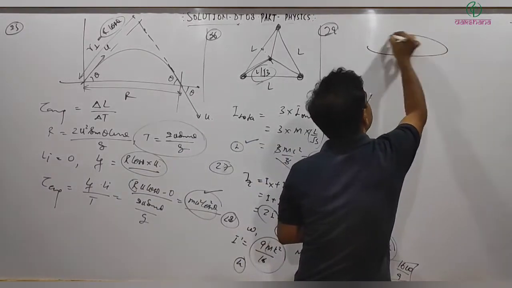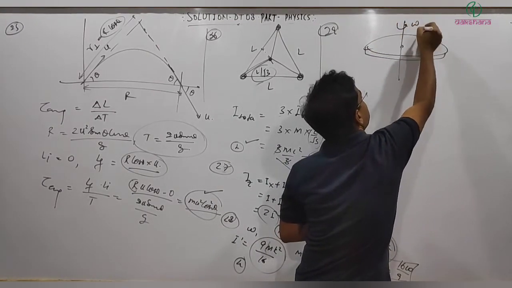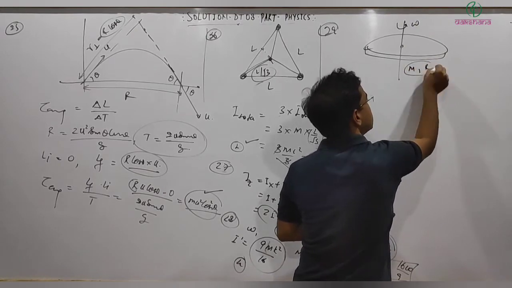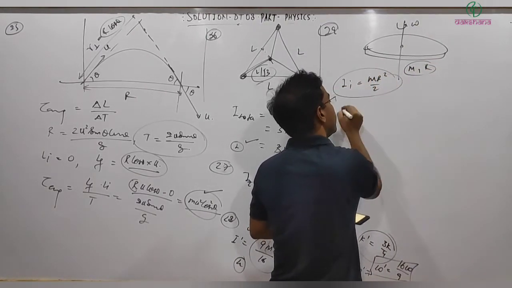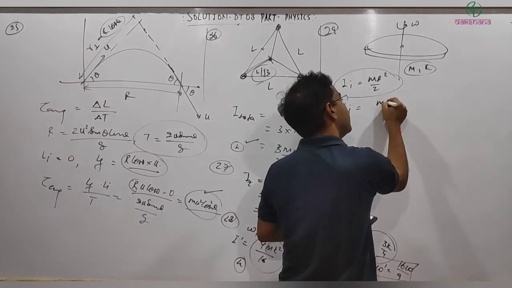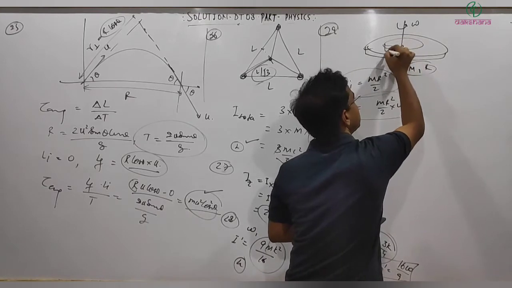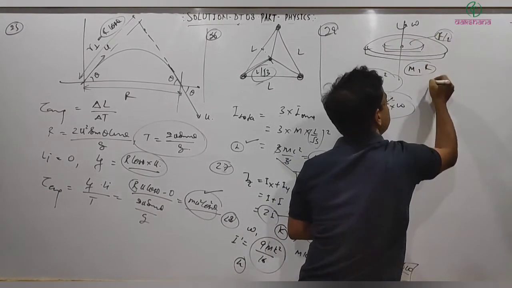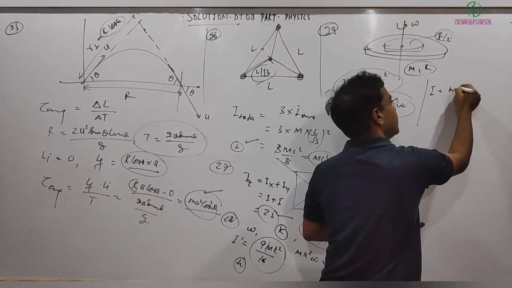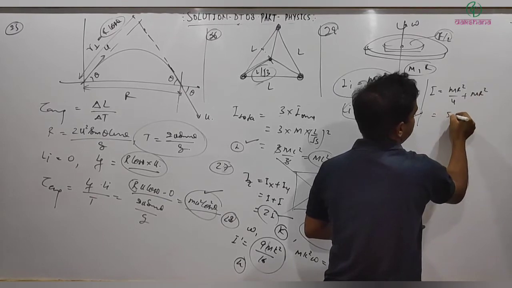So we have one disc rotating at angular speed omega, mass m, radius R. So I initial can be written as mR square by 2, and L initial is mR square by 2 into omega. Now another disc of the same mass but half the radius, so its radius is R by 2. Then total I can be written as mR square by 4 plus mR square, that is equal to 5 mR square by 4.